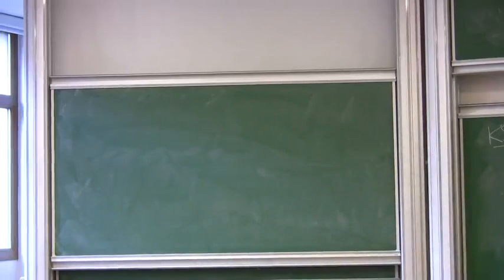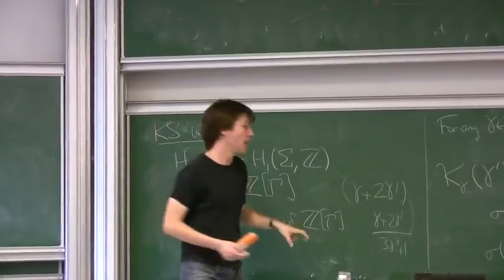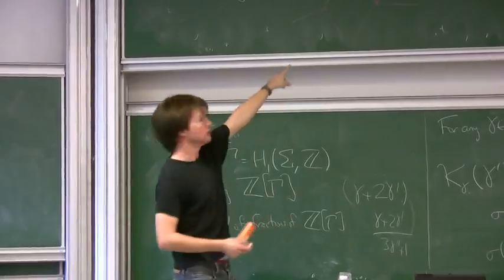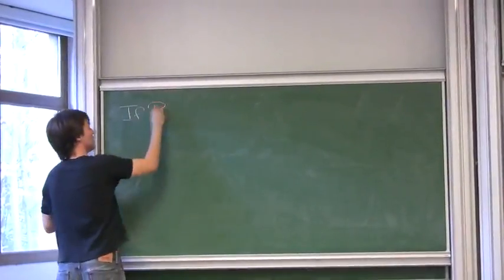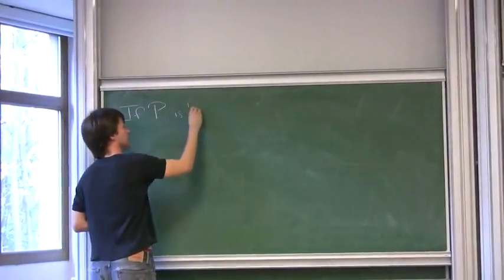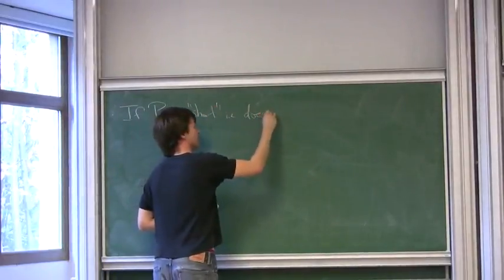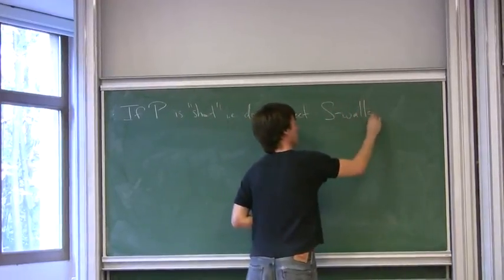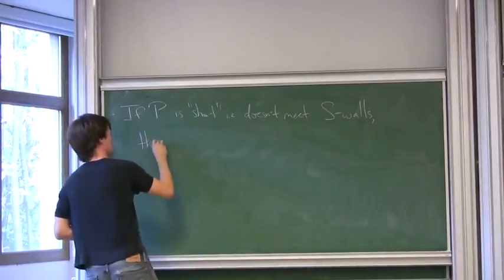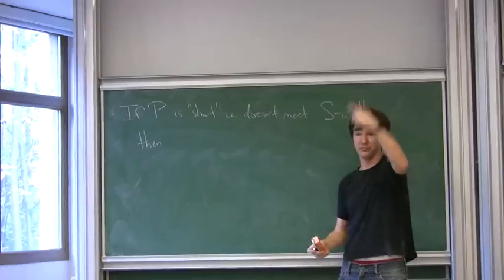So let me start by saying what I do for paths that are kind of short. What I mean by short is that they don't cross any of my S-walls. The S-walls are still there. So remember, we've got a curve decorated with this structure of S-walls. So if P is short, in other words, it doesn't meet any S-walls, then I'll do the only obvious thing you could think of doing. Namely, I just lift it up to the sum of the two lifts.